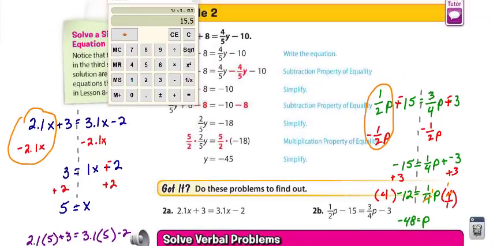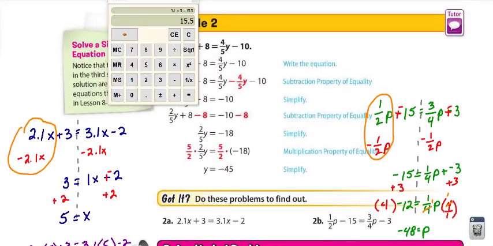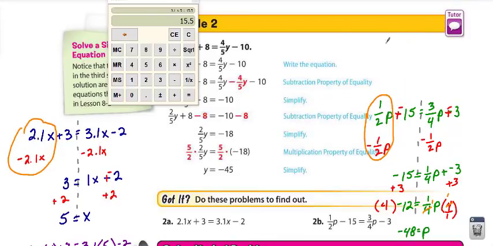And do I have room to do my check? Maybe right here. Let's see if I can squeeze it in here. Half of negative 48 minus 15 equals 3/4 of negative 48 minus 3. Half of negative 48 is negative 24. If I take away 15 more or add negative 15, that's negative 39.